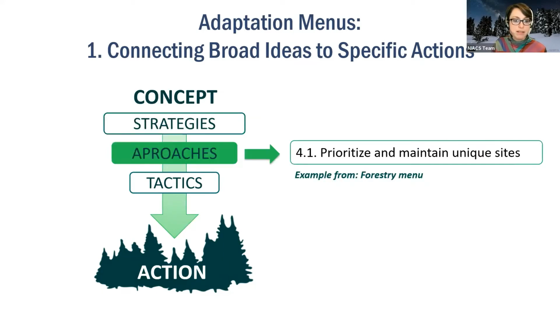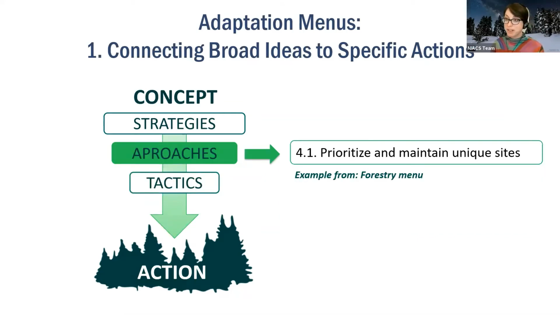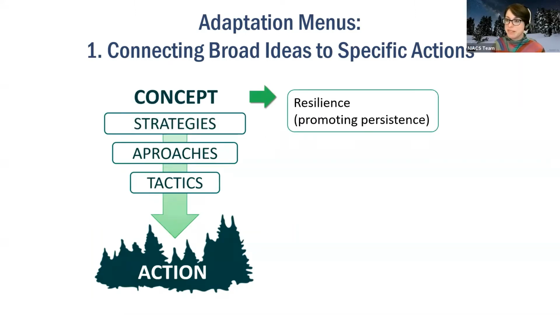Then you look down the list and you say, prioritize and maintain unique sites. You're like, yeah, totally. I've got these neat ravines. This is great. And then you come up with this tactic that you could manage north-facing slopes or property as cool conditioned islands for a northern tree species like hemlock. Maybe you'd retain all hemlock and promote hemlock regeneration in those places. So just backing up, if you just had this tactic initially, you could use the menu to connect your ideas up to those adaptation concepts by saying, well, I'm trying to prioritize these unique sites. And yeah, I guess I'm doing refugia. And wow, this is a resilience tactic.